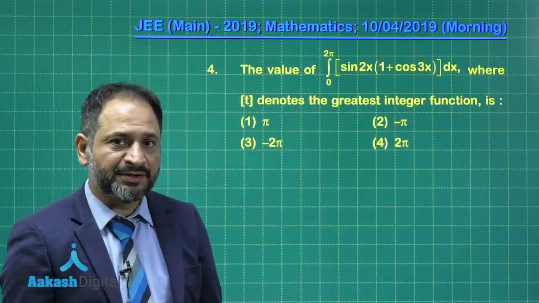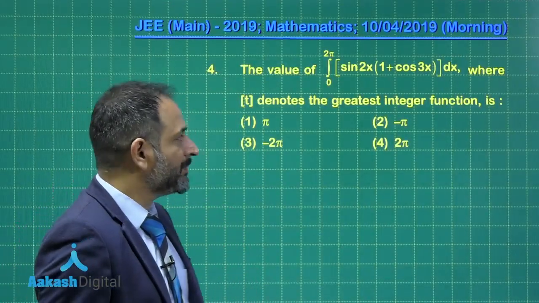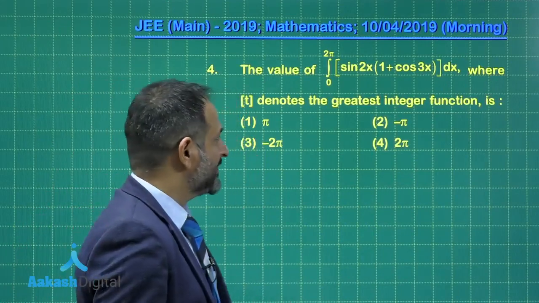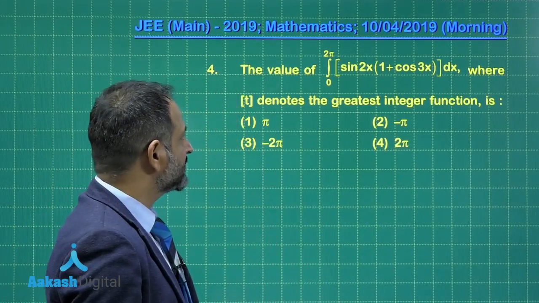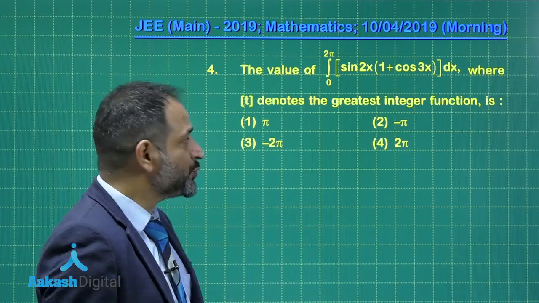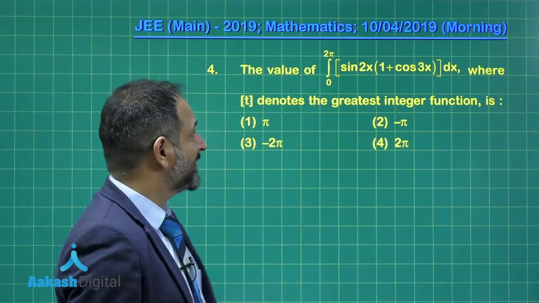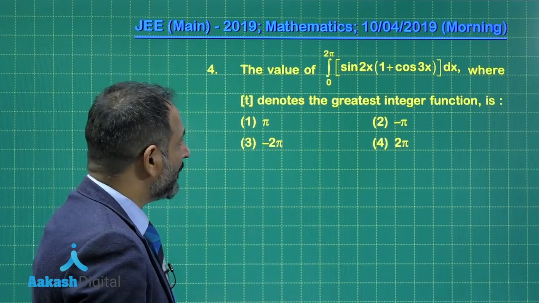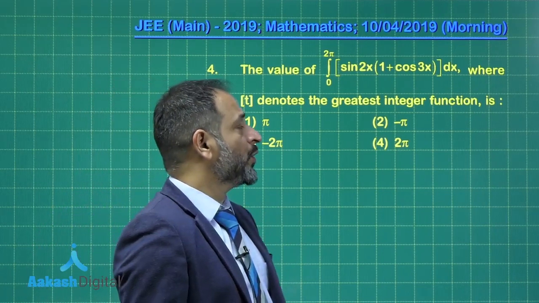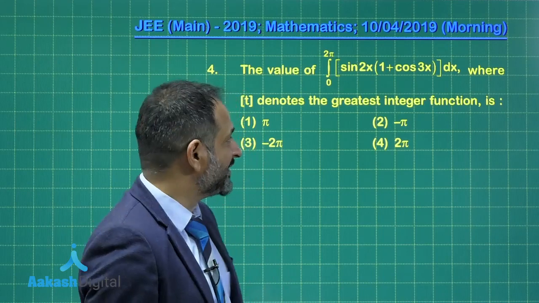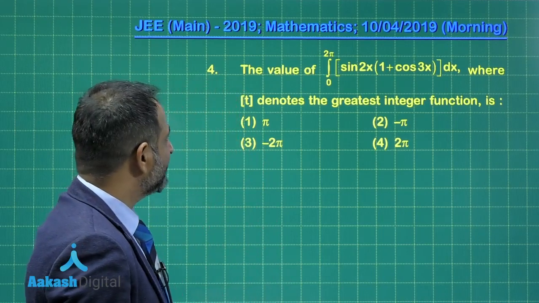So here we are. The next problem is the problem of definite integral. It's going to be a trickier one for us. The limits are 0 to 2 pi, and inside this greatest integer you can see the expression is a little bit complicated. It is sin 2x whole into 1 plus cos 3x. Now how to deal with it?